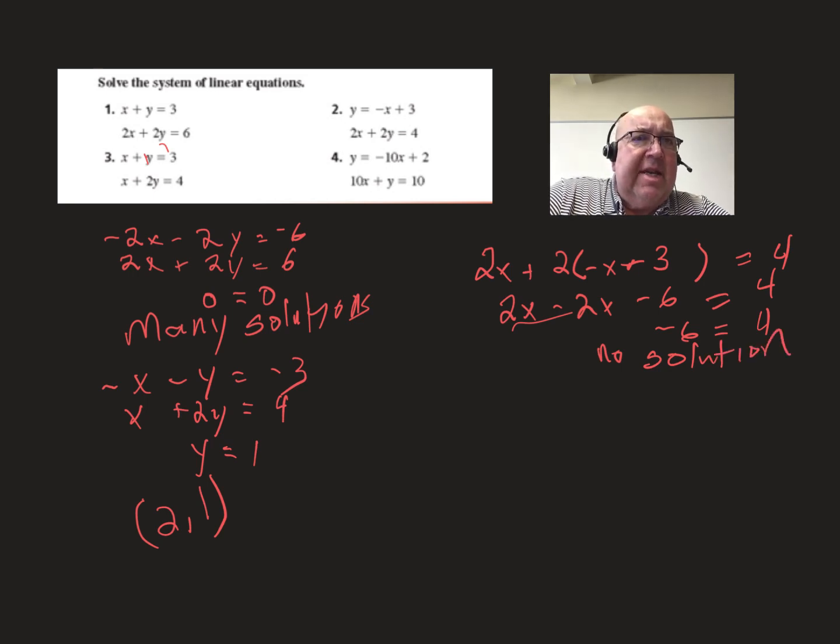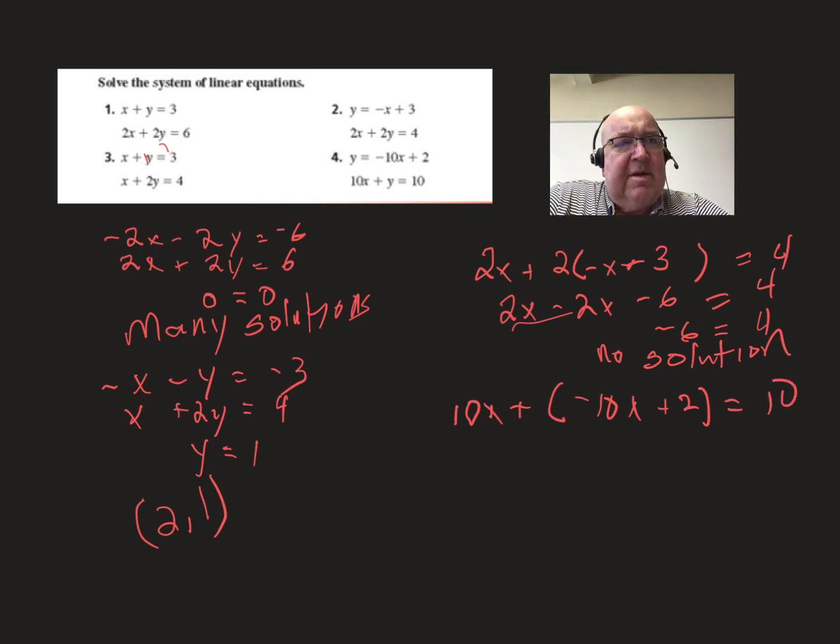Finally, I'm going to do the same thing, substitute on the last equation. I have 10x plus negative 10x plus 2, and that's equal to 10. My x's are going to cancel. I'm going to get 2 equals 10. There's no solution.